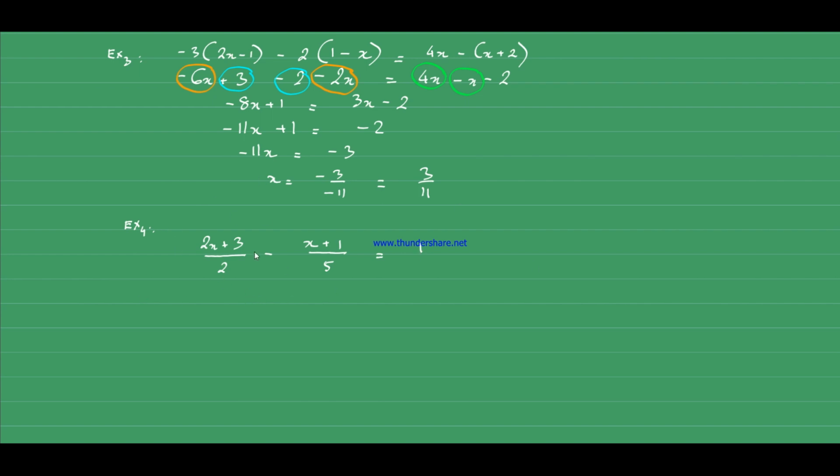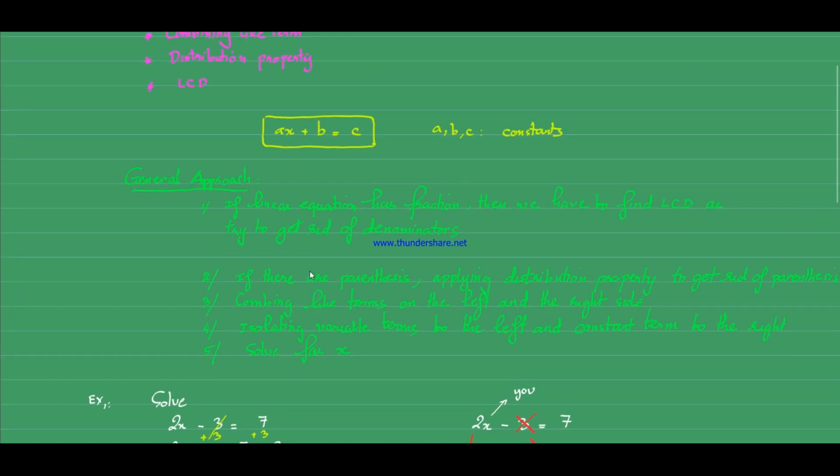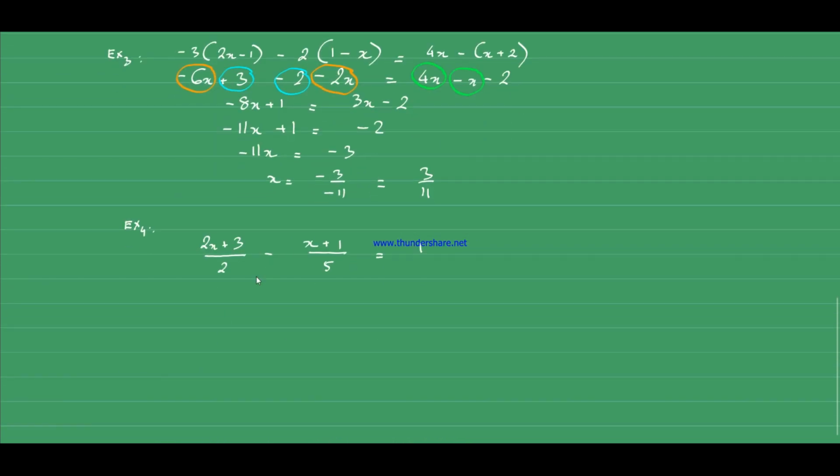Alright, so now we have fractions. According to the step line, every time you see a fraction, we have to find the LCD, or you try to get rid of the denominator. In order to get rid of the denominator, you're going to find the LCD. The LCD over here is 10.